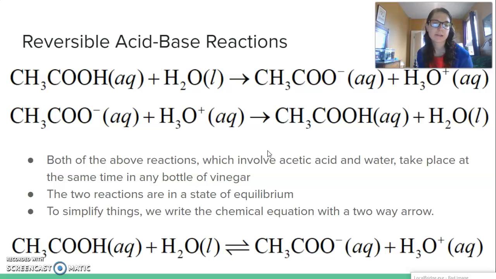Usually in class, like in-person classes, what we would do is an activity where we have two people. One person represents the forward reaction, so these reactants go into these products, and one person represents the reverse reaction, the products going back to your original reactants.